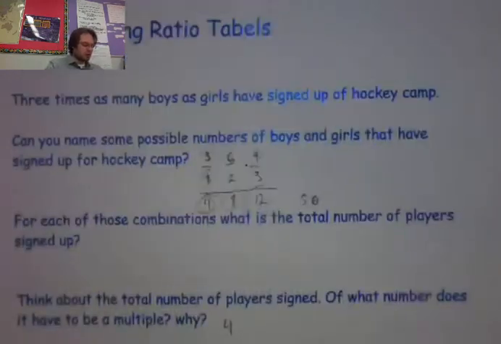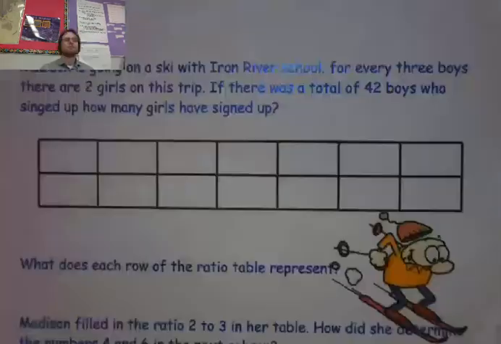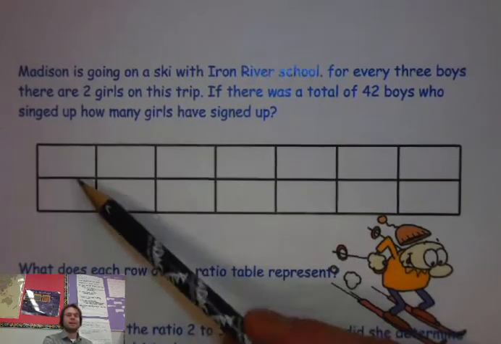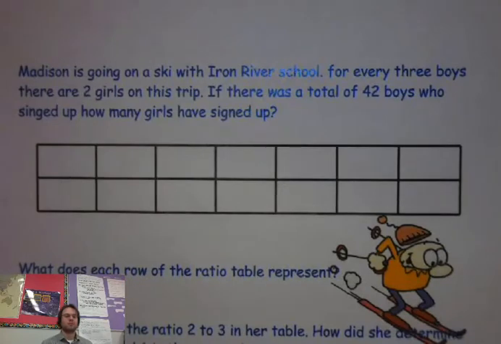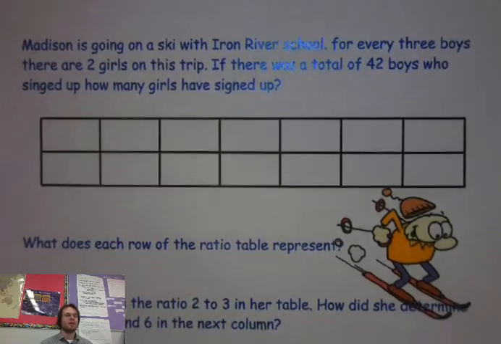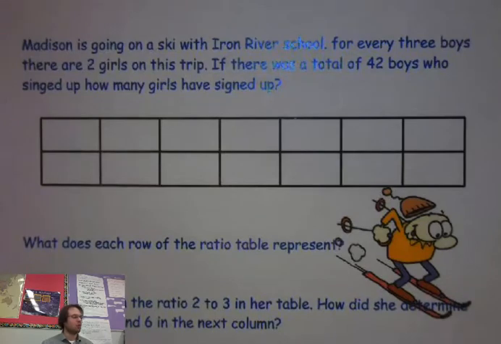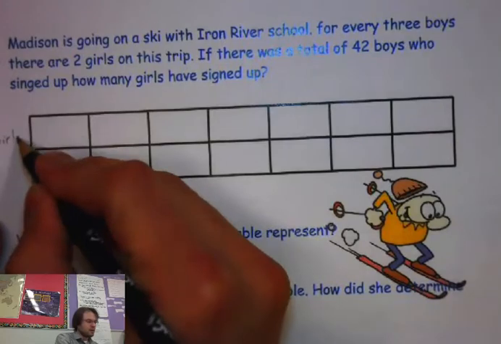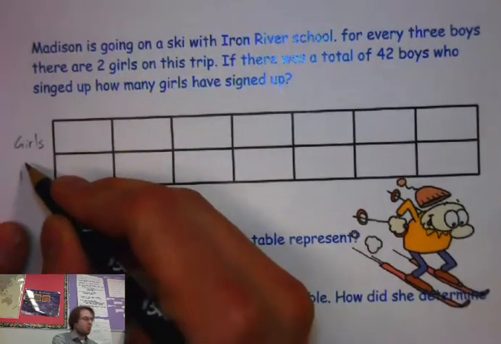Okay? So now let's try my next question I have for you. It says, Madison's going on a ski trip with Iron River School. For every 3 boys, there are 2 girls on this trip. If a total of 42 boys signed up, how many girls have signed up? So first thing she must do is draw a table like she did here. So we're going to use tables to help us. Now, in this table, what does each row represent? Well, I'm going to say the top is girls, and the bottom is boys.